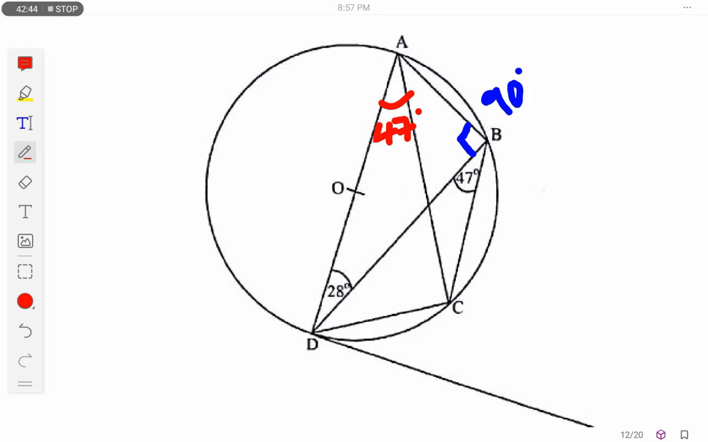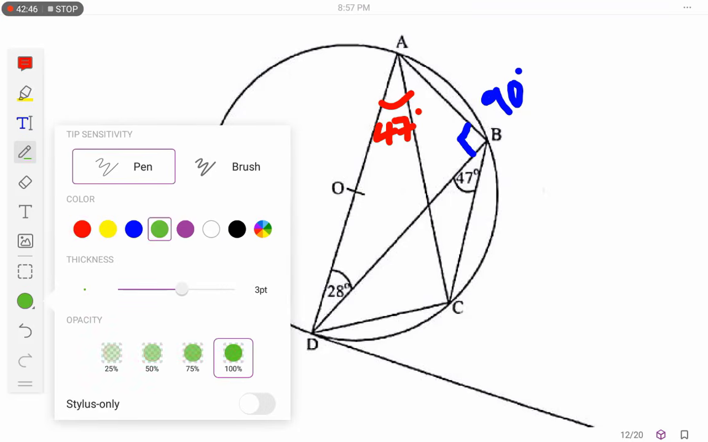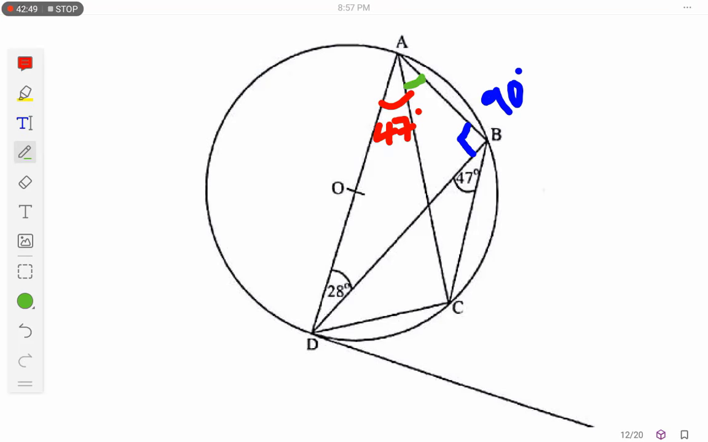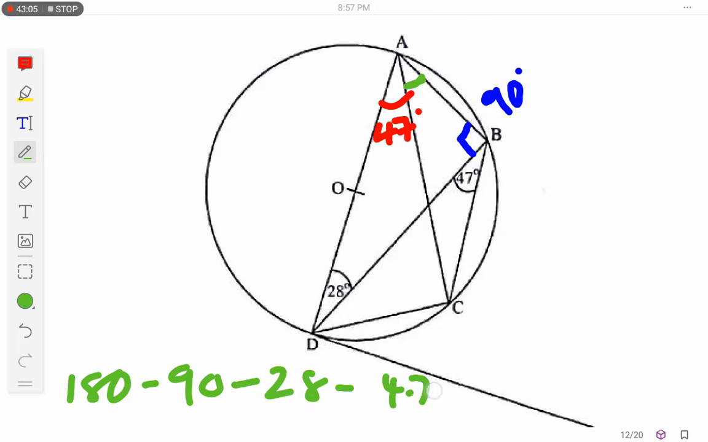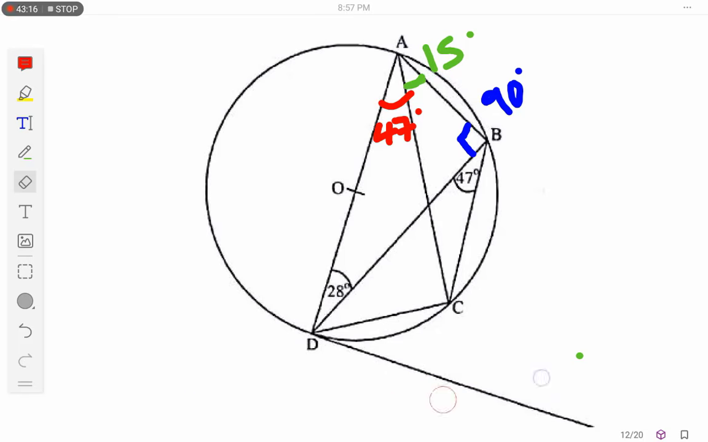Then the last part, this small one there, is a triangle, so I can use 180. This is the triangle that I'm talking about. So I'm going to say 180 minus 90 minus 28 minus 47. I will get 15 degrees. So this part here is 15 degrees. We are done there. Let's find another angle. Another angle that we can find is this one.